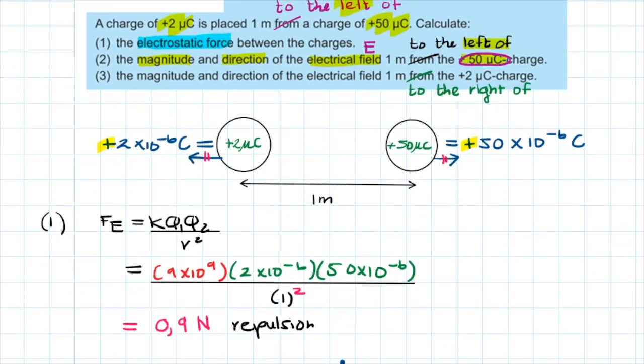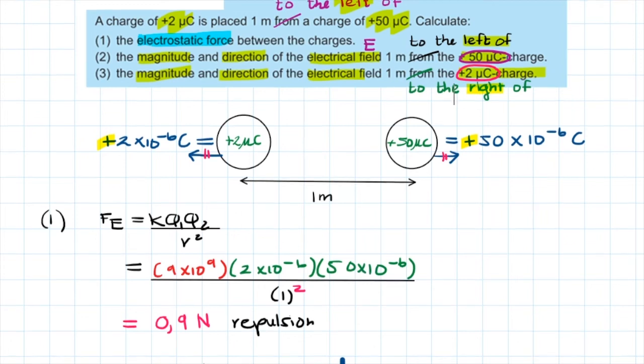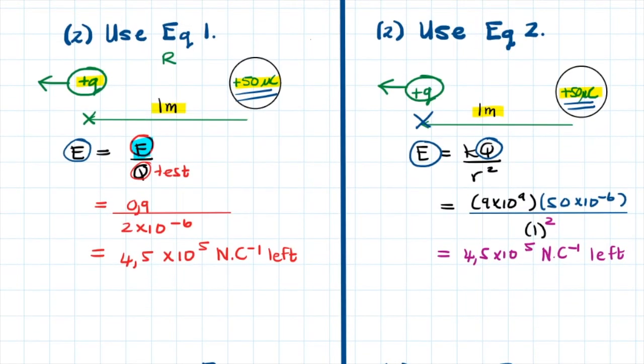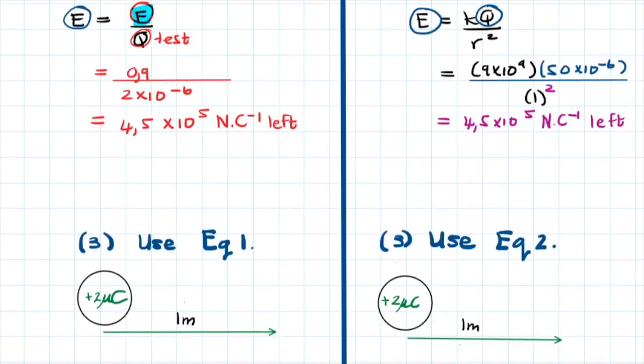This question says calculate the magnitude and direction of the electric field 1 meter to the right of the positive 2 microcoulomb charge. In this question, we are interested in the electric field of the positive 2 microcoulomb charge. That is the focus of this question. It's that charge that has an electric field around it. So we're going to work this out in a similar way to question number 2.